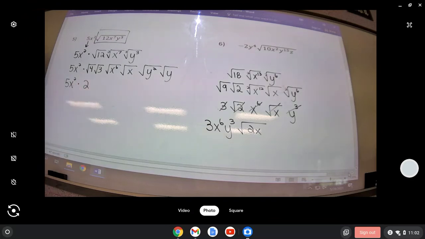He's free, no more radical. Can I take the square root of 3? No, he was the leftover. I can't simplify him. I can't take the square root. He stays, square root of 3.